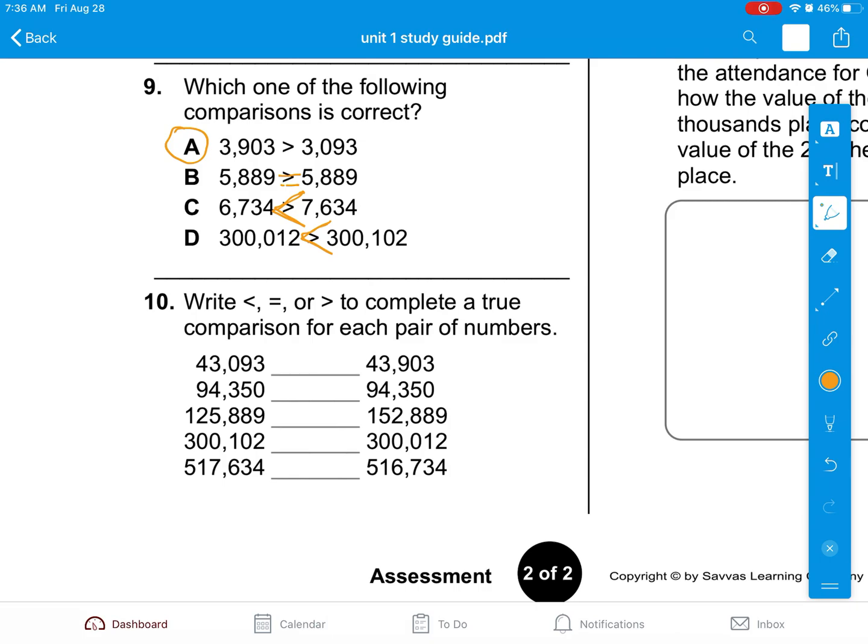In number 10, you were putting the symbols in yourself. So the alligator would have eaten this one because the 9's the bigger number. Then these two are equal. It would have eaten this number because 5 is bigger than 2. In the next number down, the 1 is bigger than the 0. And in the last one, the 7 is bigger than the 6. So your symbol should have looked like this.